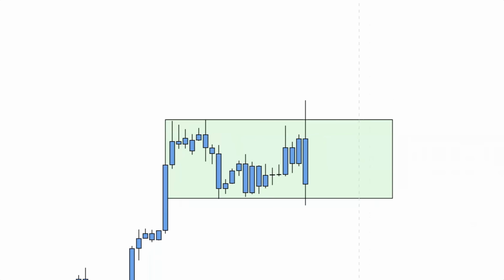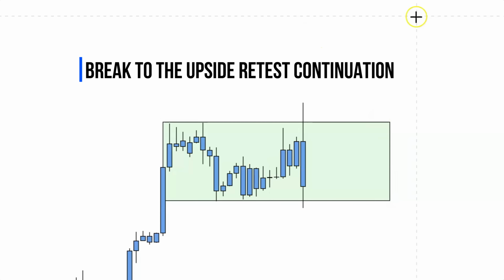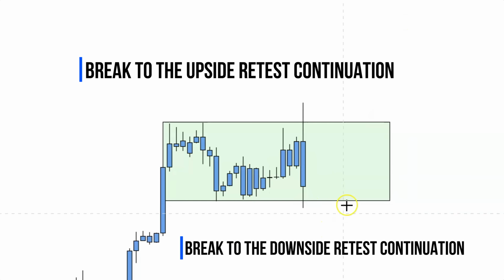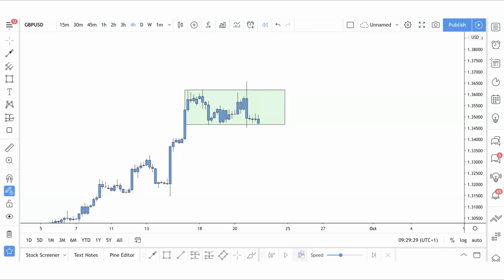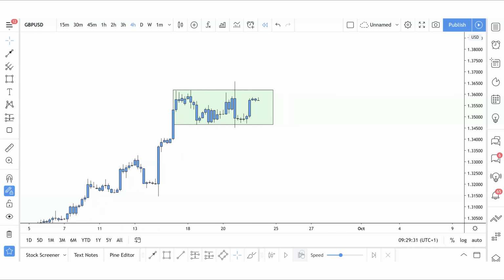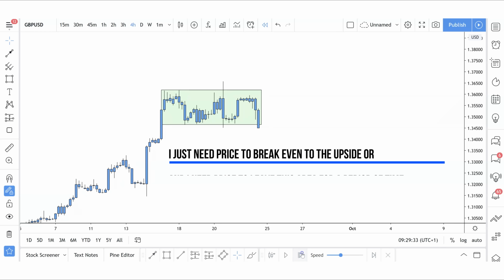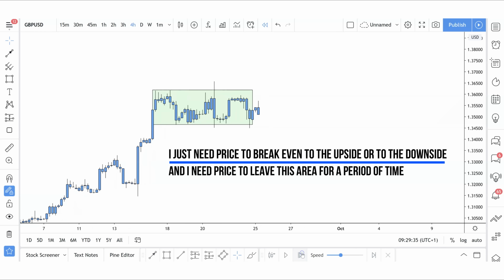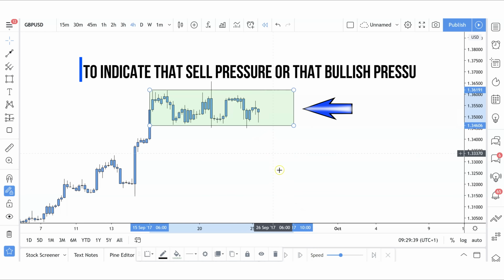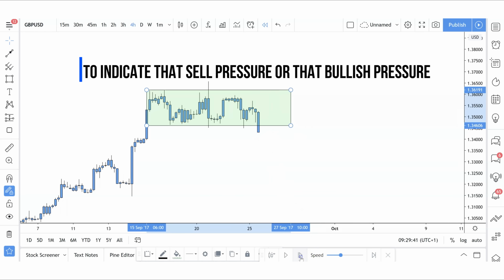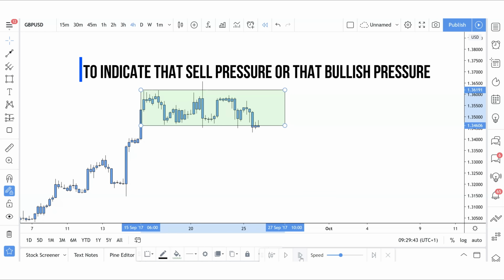Remember, the two scenarios we're looking for are a break to the upside, retest, continuation, or a break to the downside, retest, continuation. So let's continue to just see what happens. I do not care now what happens inside this range. I just need price to break either to the upside or to the downside, and I need price to leave this area for a period of time to indicate that sell pressure or that bullish pressure, and then I'll be patient enough to wait for that retest.